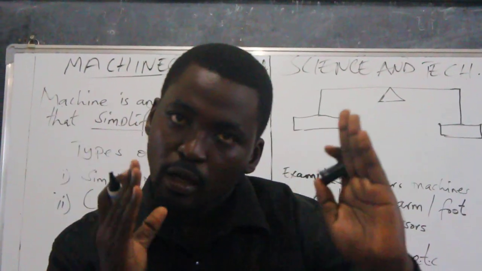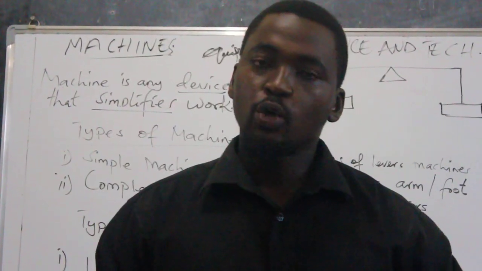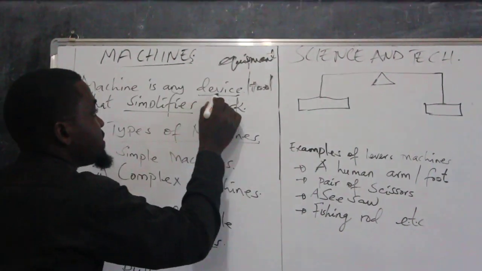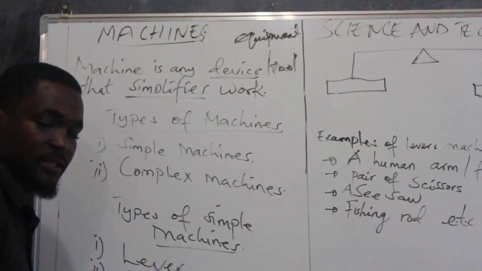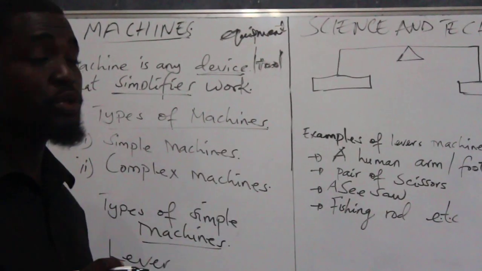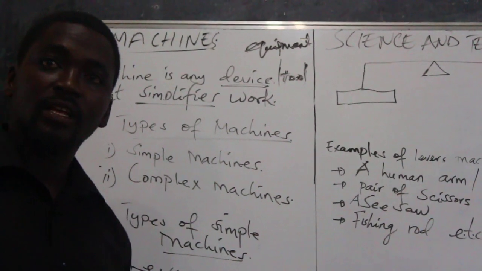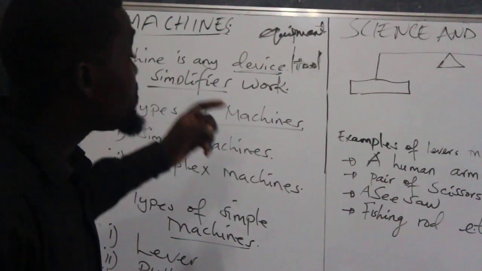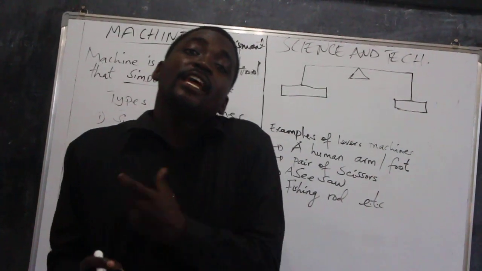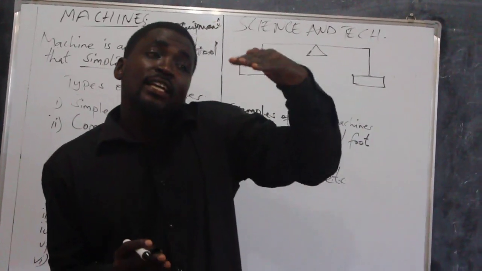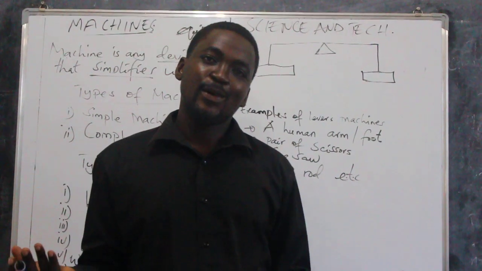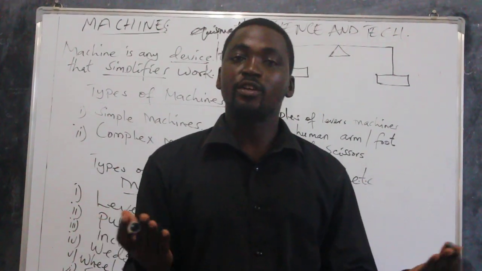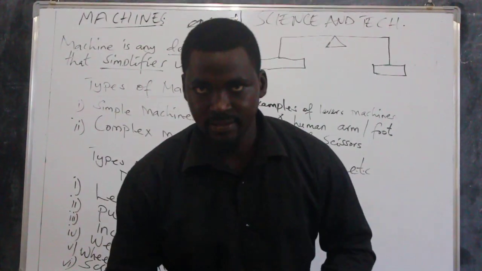If you take a look at that definition that I've made here, you will find there is some terminology there. The first term is device, and the second one, simplify. A device means a tool or equipment that is used when doing work. Simplifying means applying less energy and using less time when doing things. So, if there are things that you use to apply less energy and use less time when doing things, those are called machines.